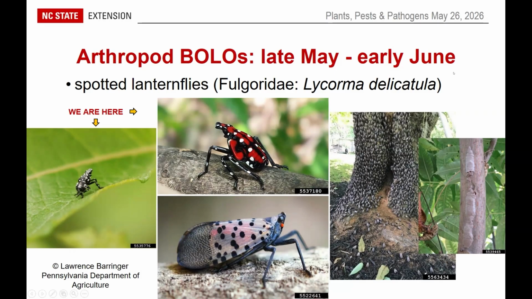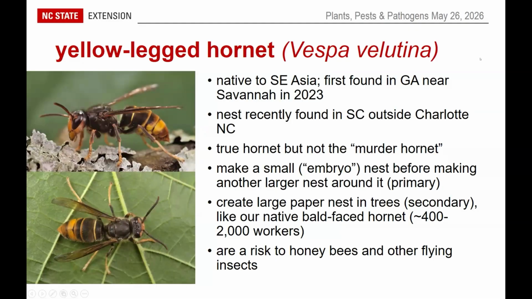So we're going to probably look at another month or two before we start seeing a lot of the adults out there. Let's see. One thing to be on the lookout for, of course, is the yellow-legged hornet. This is Vespa velutina. It is a true hornet native to Asia, first found in Georgia near Savannah in 2023.